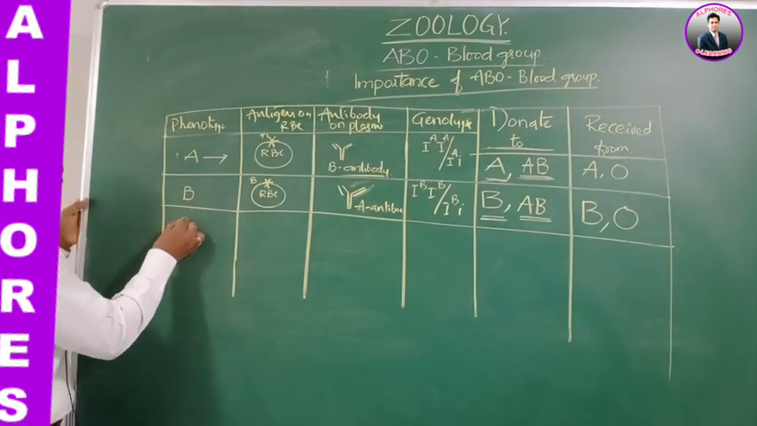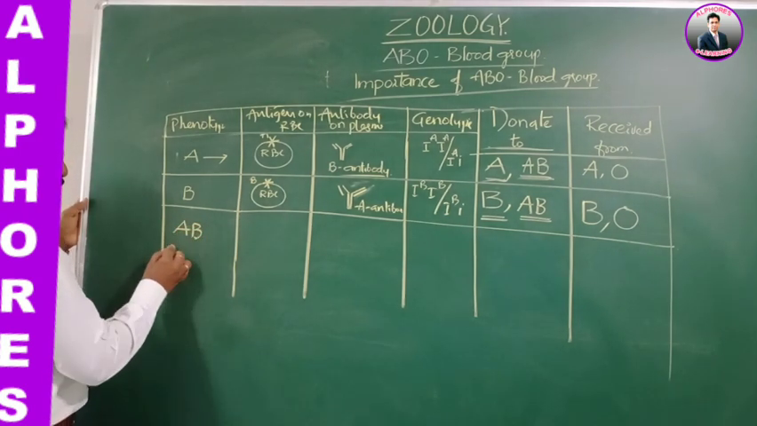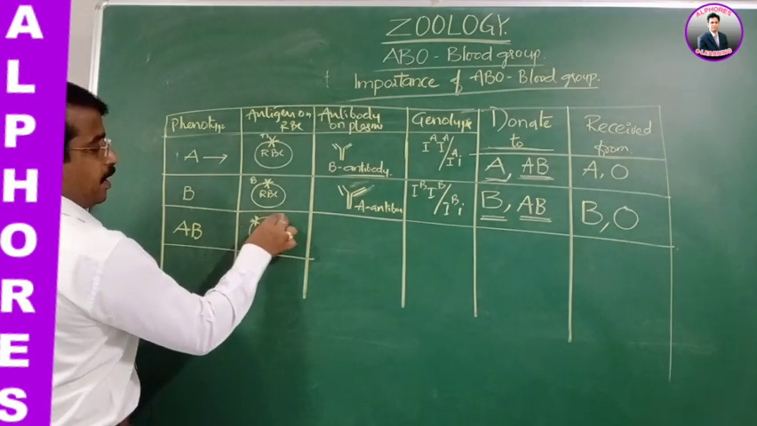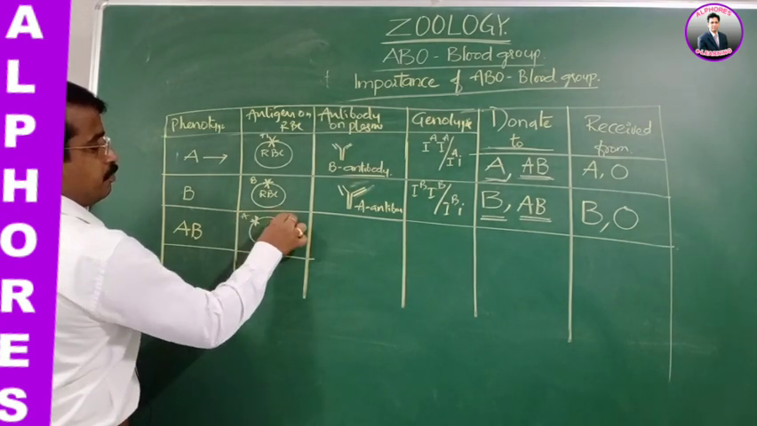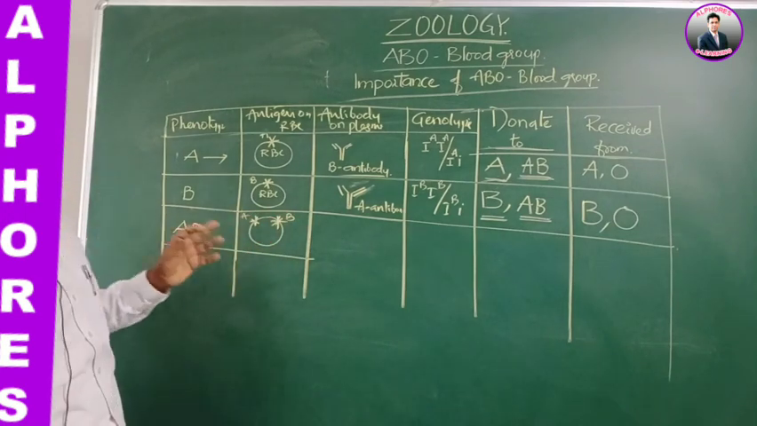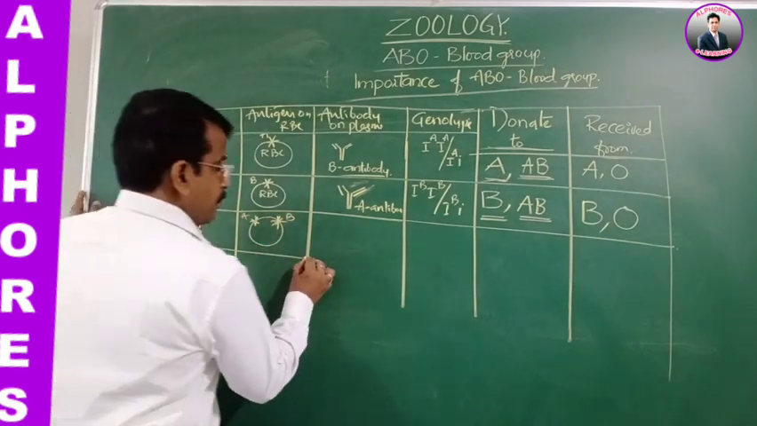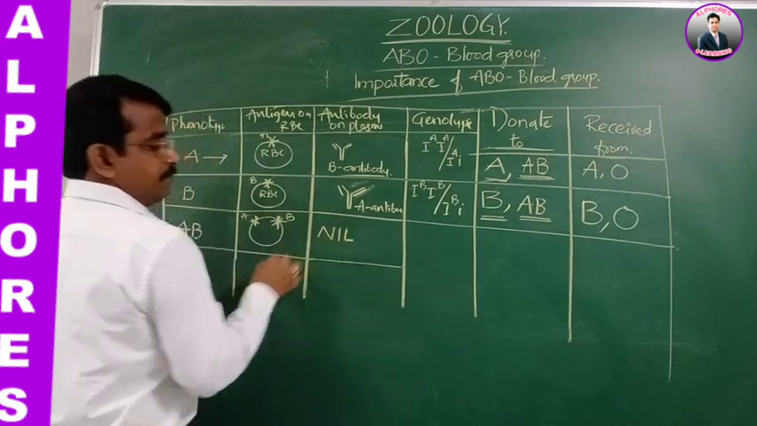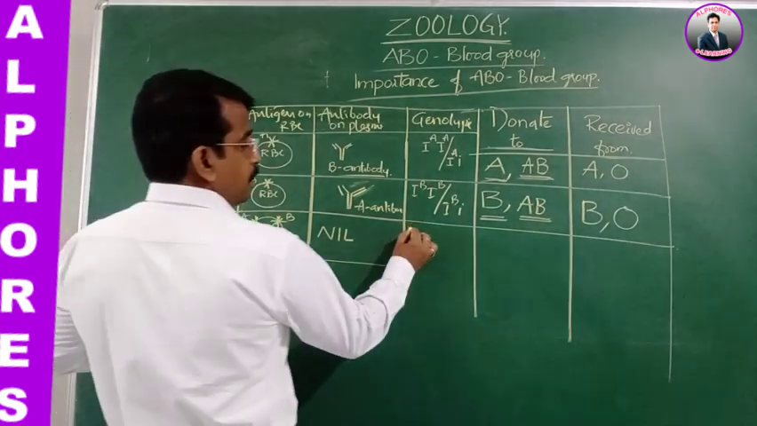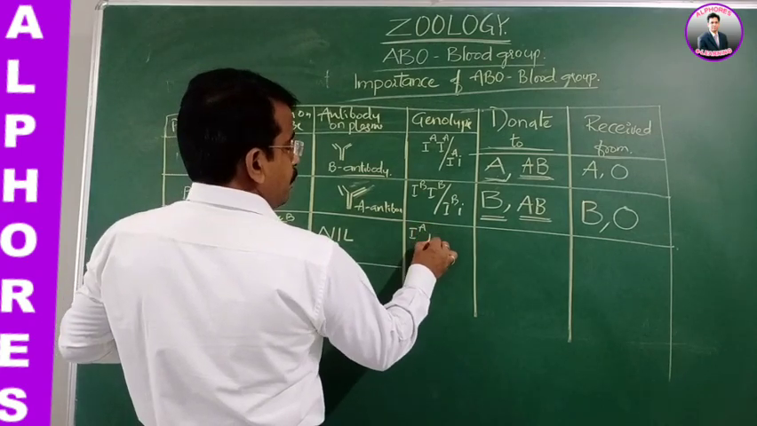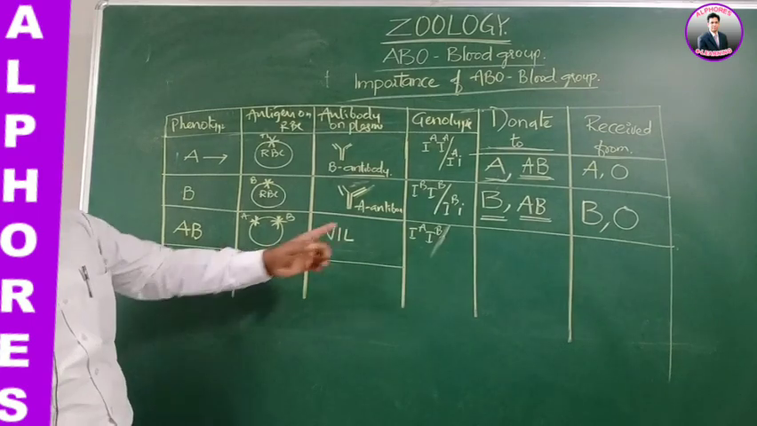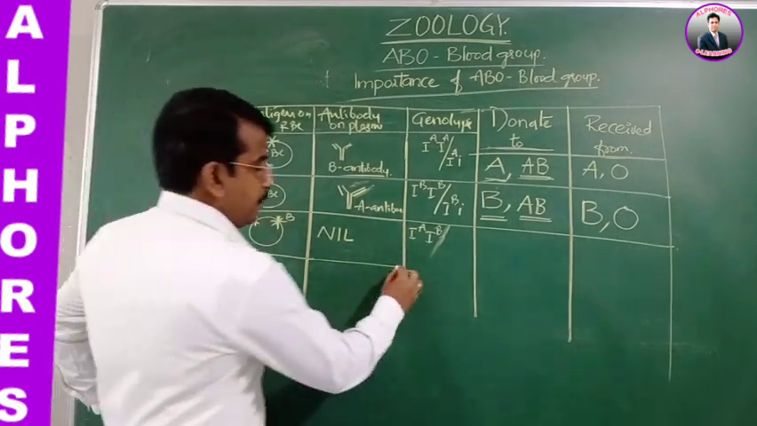Next, AB. AB is with antigen A and antigen B. And it is nil. Antibodies are nil here. And IA, IB is the genotype.